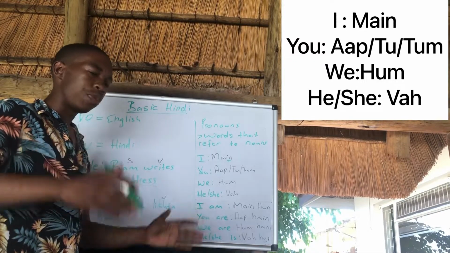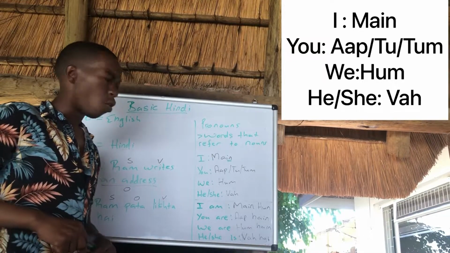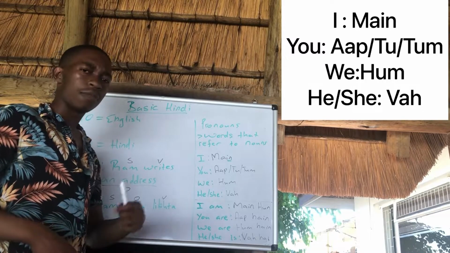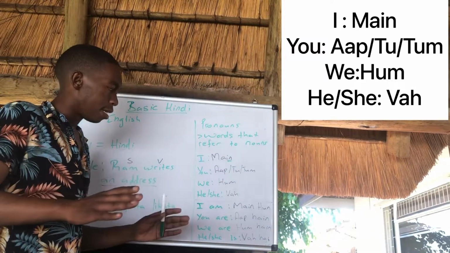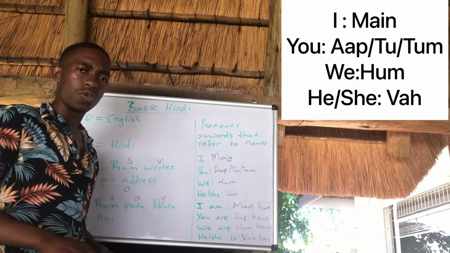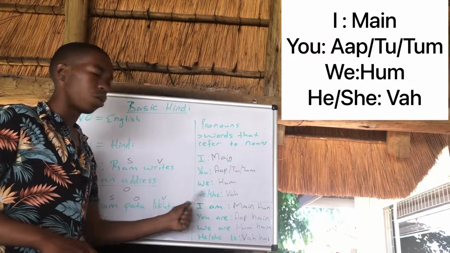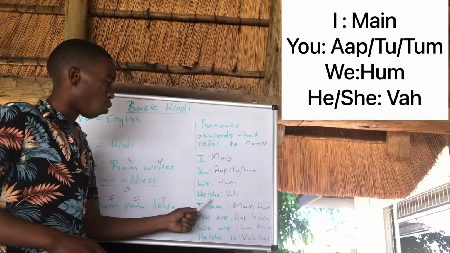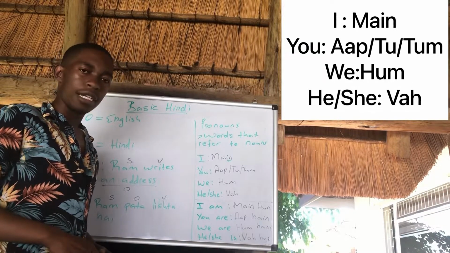Now, as an English speaker, I know at this point you're confused. Why is it the same word for he and she? Understand this, guys. In Hindi, there will be words that tell you which of these two you're talking about. So, the word for he and she is vo.